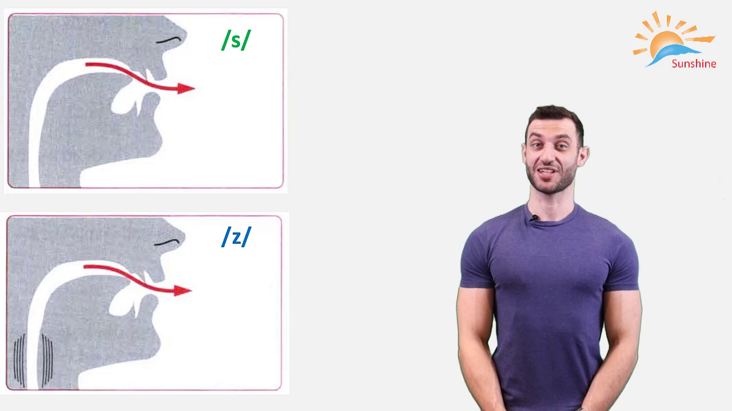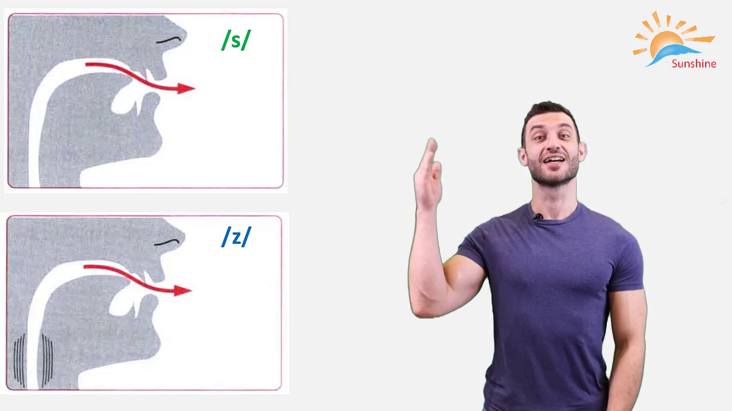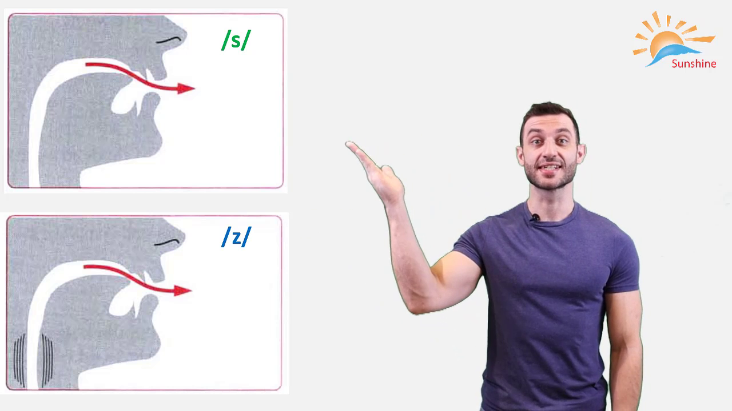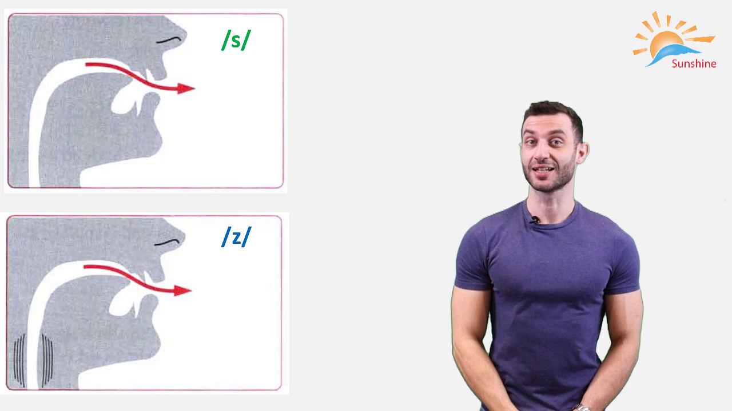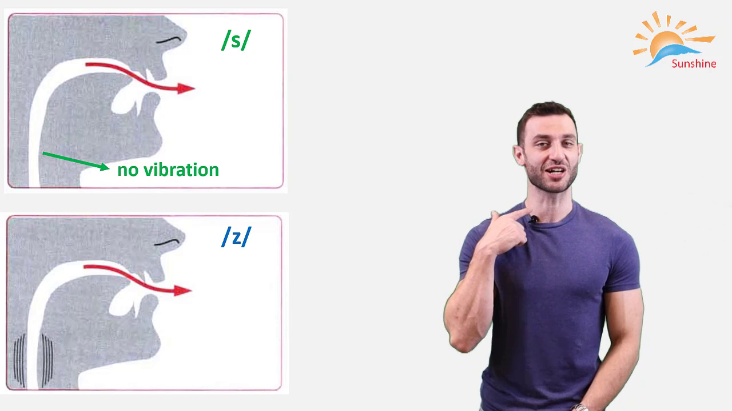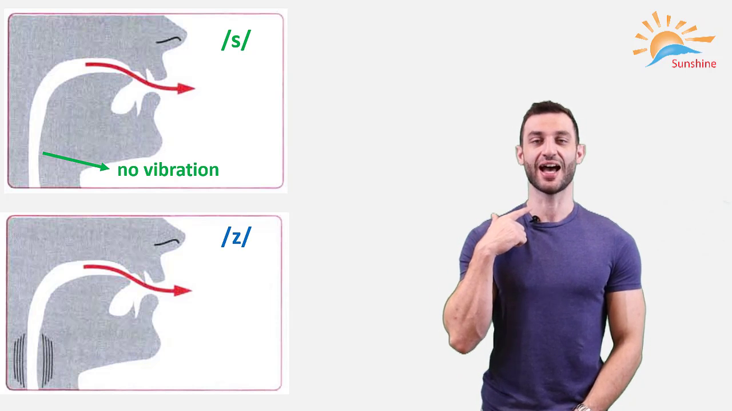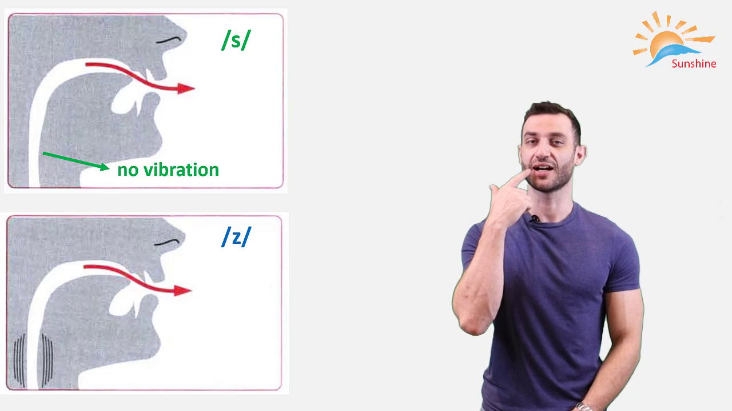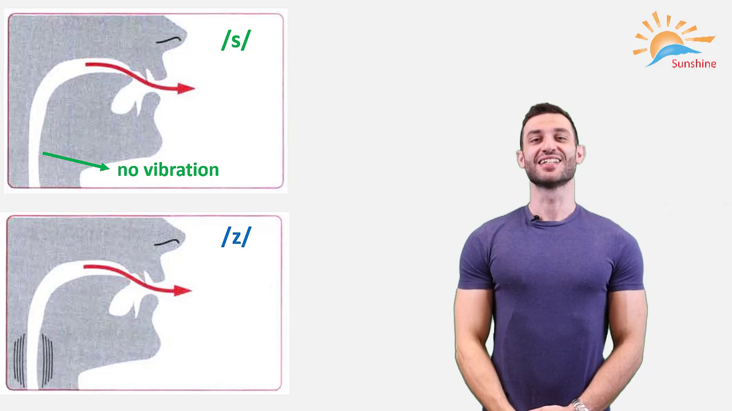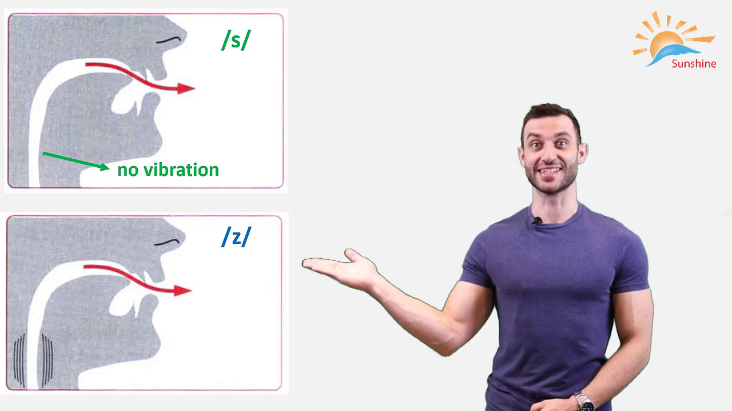Our first pair of sounds today is s and z. For the s sound, we make a little smile and a sound like a snake. There is no vibration from my vocal cords, and we make the sound with our tongue at the roof of our mouth. S.